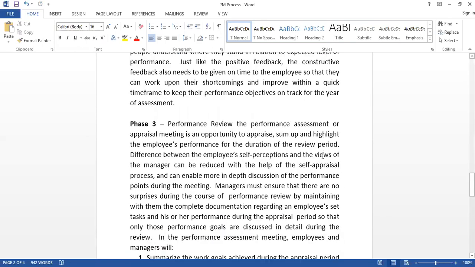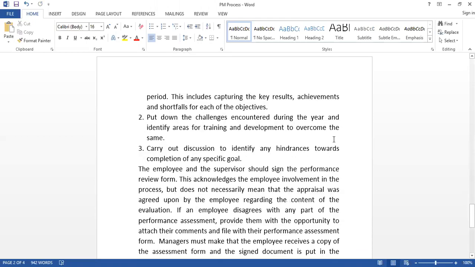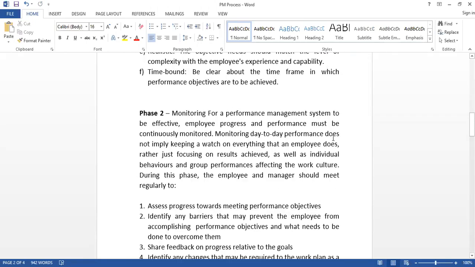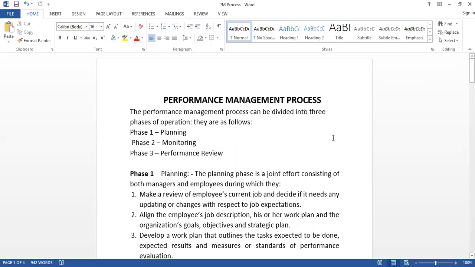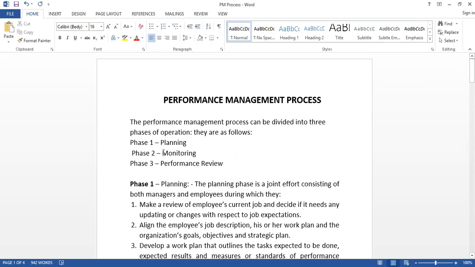So this answer has three phases, divided into planning, monitoring, and review. Let us understand the process of performance management. After this answer, students, chapter 1 will get over. Module 1 has three chapters, and from those three chapters, chapter 1 will get over, which was a little lengthy one.